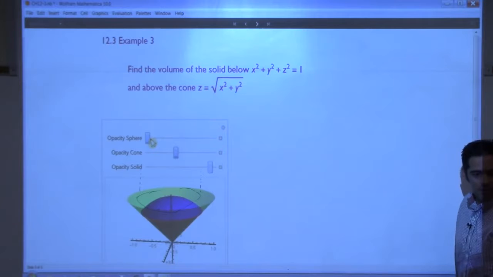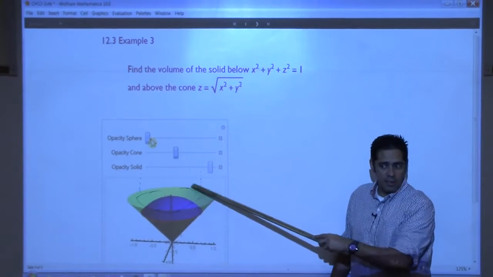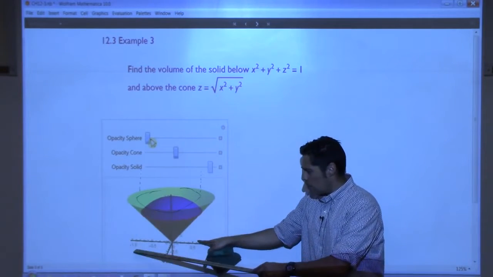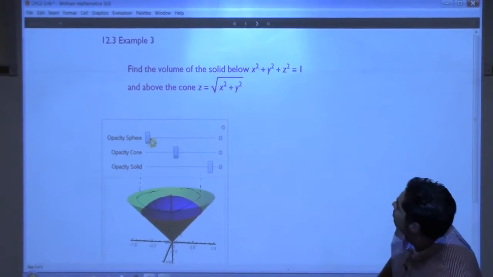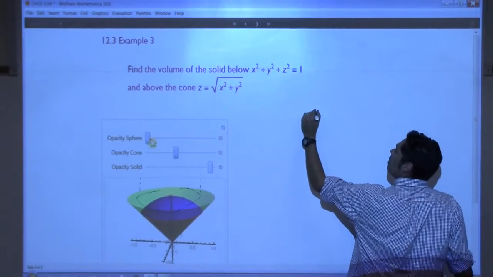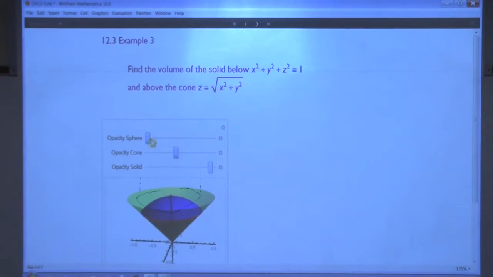No, it's not, right? It's where the two hit each other. It's where the cone and the sphere hit each other. If you imagine taking that and just going straight down to the ground with it. So to start off, to get my region, I first need to find where these two intersect. How could you do that? How could you find where those two intersect?